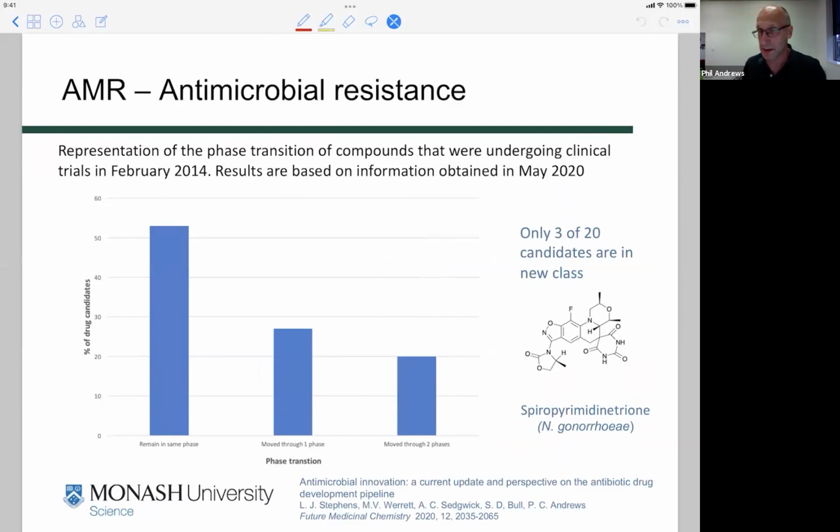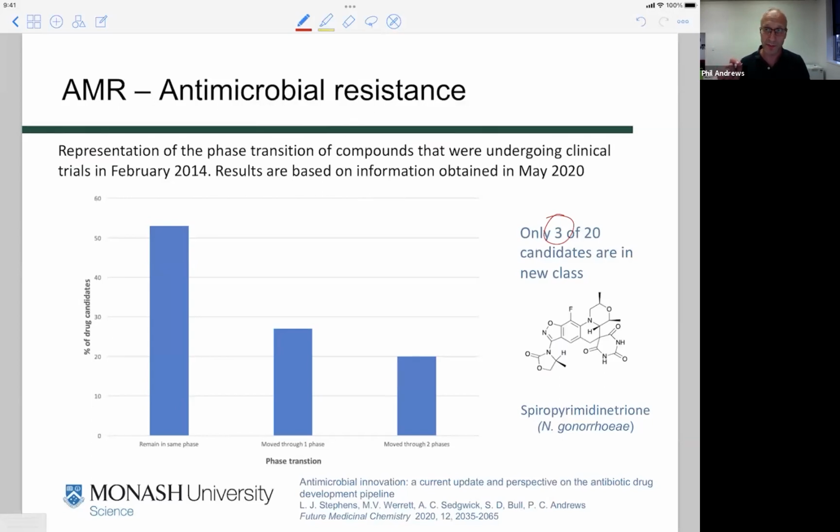The pipeline is not particularly good. If we look at what was happening in 2020, we have essentially got about 20 new antibiotics which have come through into phase 3 trialing, which is just short of being capable of being released into the market. Only 3 of those 20 compounds belong to a new class of antibiotic.